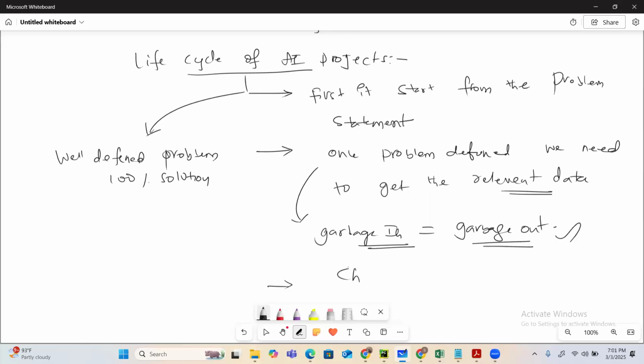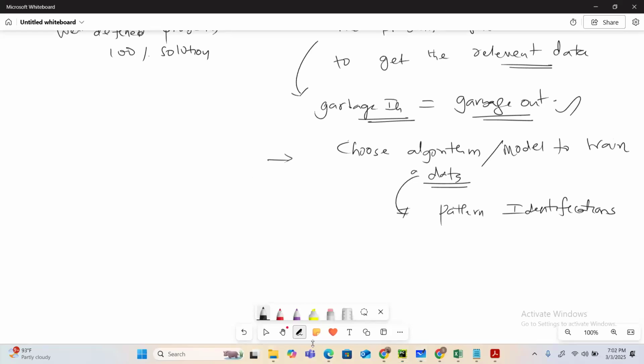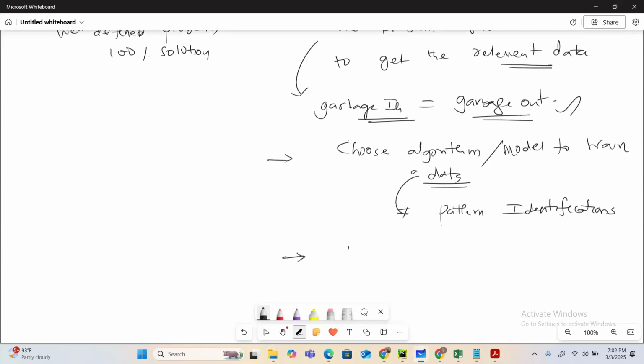Third, choose an algorithm or a model to train on the data. Training on the data, what will it reflect? It will bring you pattern identification. Then evaluate results.